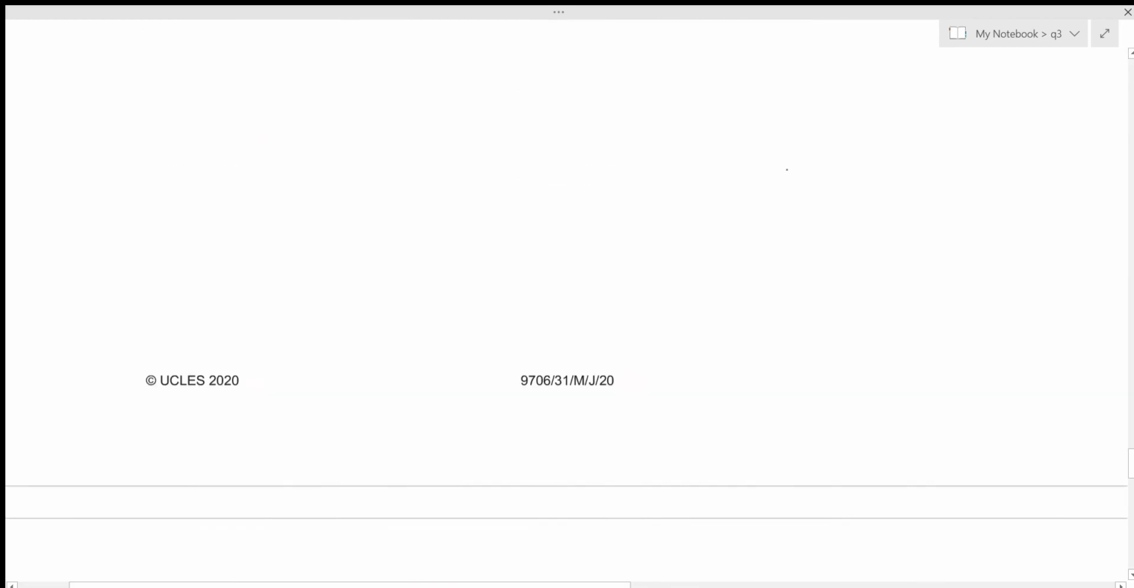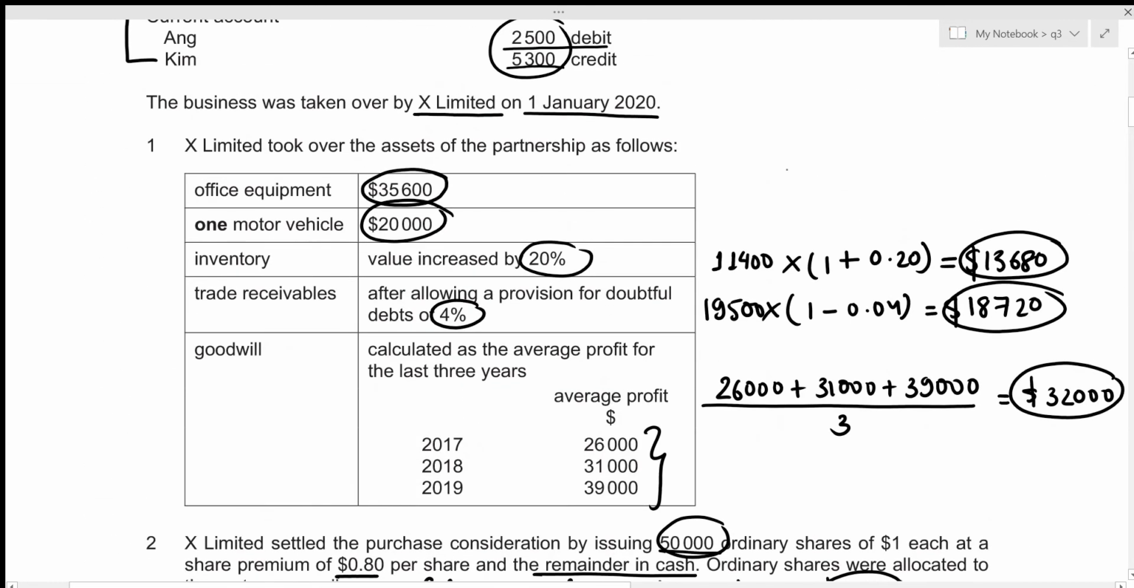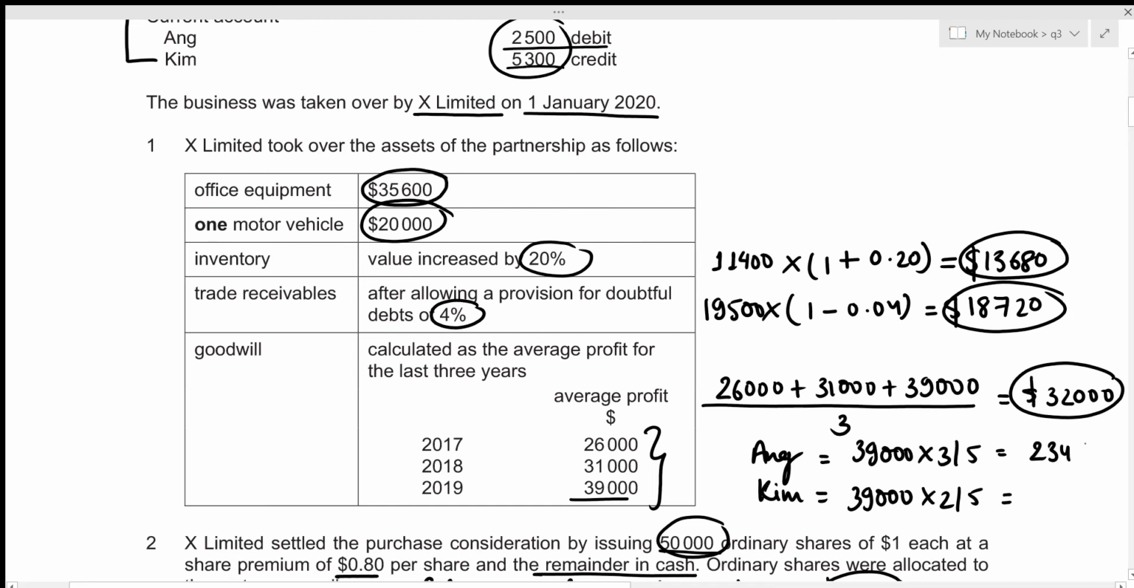So let's have a look at our above information. We were given the profit for the last 3 years. Okay, we can see that the profit for 2019 was 39,000. So let's figure out the profit for Ang and Kim for that year. We know that 3 out of 5 parts belong to Ang and 2 out of 5 parts belong to Kim. So that's 39,000 times 3 by 5 for Ang and 39,000 times 2 by 5 for Kim. So the profit for Ang in the year 2019 was 39,000 times 3 by 5, which results in the value of 23,400. And the profit from partnership for Kim in the year 2019 is 39,000 times 2 by 5, which results in the value of 15,600. So let's record these values.